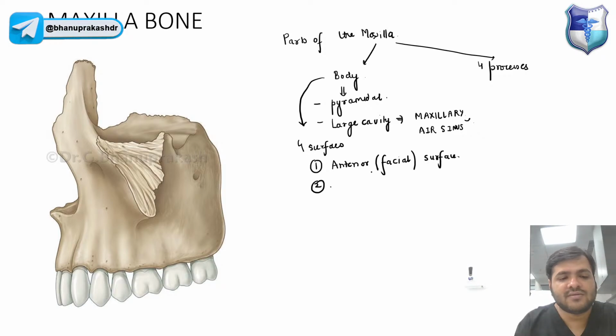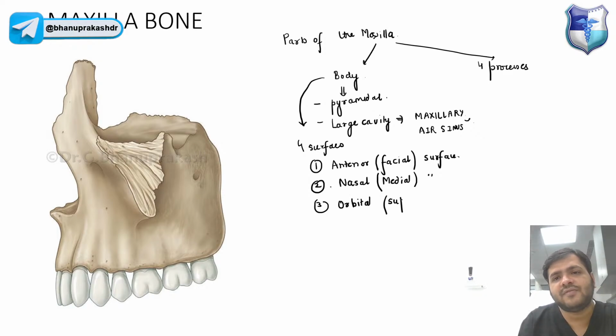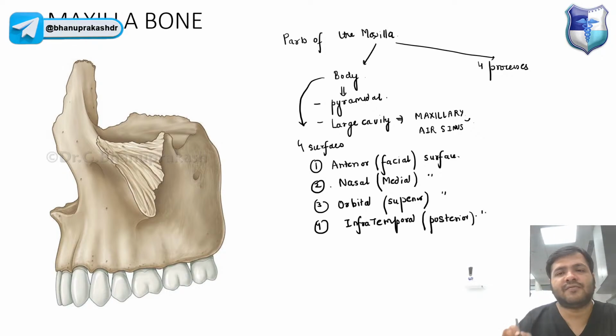Then we also have the nasal surface or the medial surface. We also have the orbital or the superior surface. Then we have the infratemporal or posterior surface. So we have 4 surfaces over here, right?